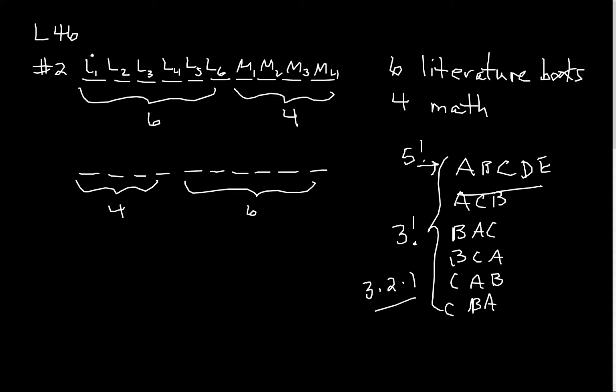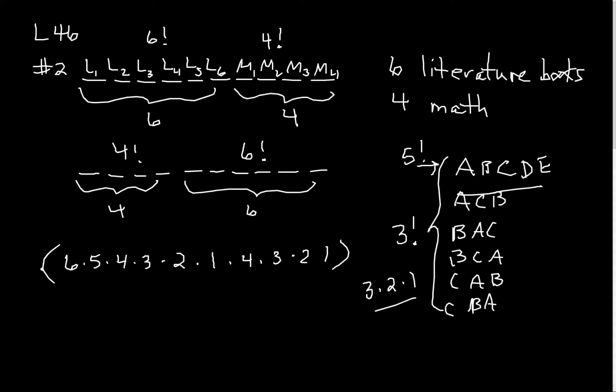So the different ways that these literature books can be arranged, since there are 6 of them, would be 6 factorial, and the different ways the math books could be arranged would be 4 factorial. And down here would be 4 factorial and 6 factorial. So you can use your calculator to do factorials, or you can say 6 times 5 times 4 times 3 times 2 times 1 times 4 times 3 times 2 times 1, like that. And there's 2 of these. They're going to end up being the same, so it's going to be times 2. So you can either find the factorial button in your calculator, which I think there is one, right?